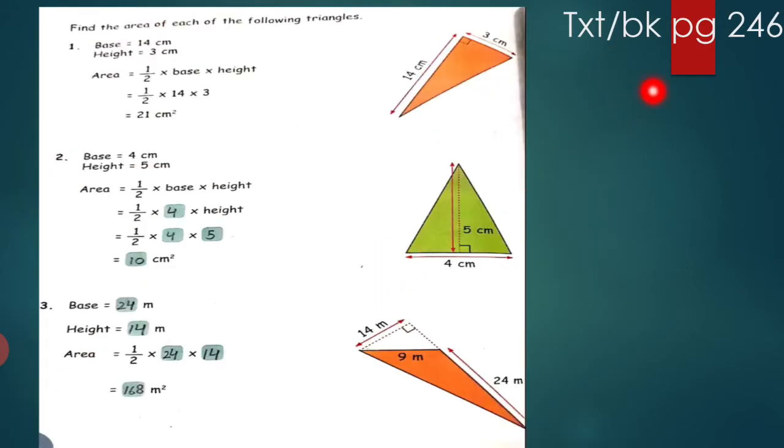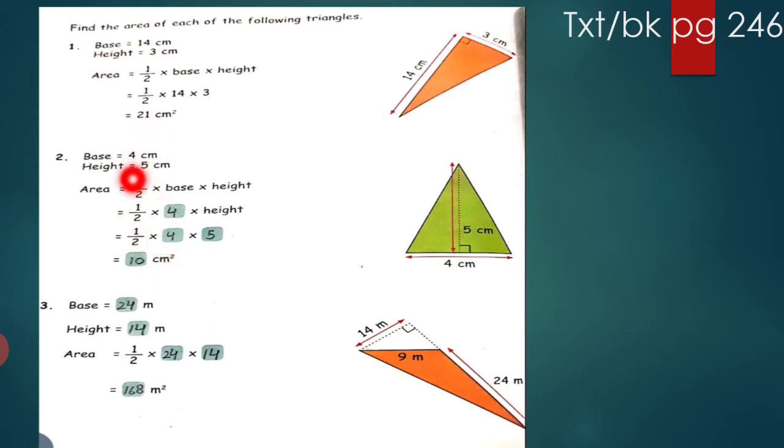Here is textbook page 246, students. Example number 1, base is given as 14 cm, height is given as 3 cm. We have read this formula in our previous lecture as well. Half base multiplied by height. So multiply 14 with 3, and whatever the answer is, divide it by 2. You will get your area as 21 cm square.